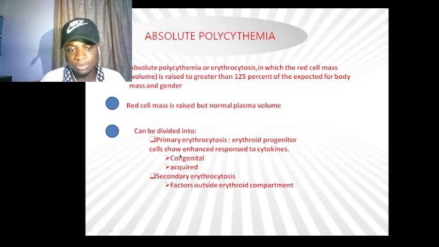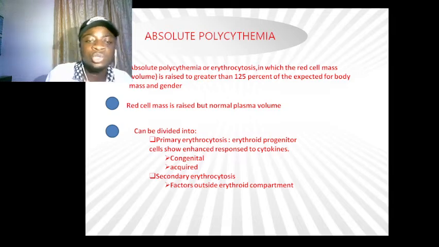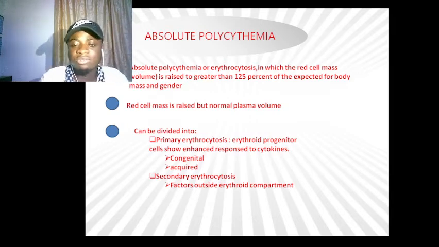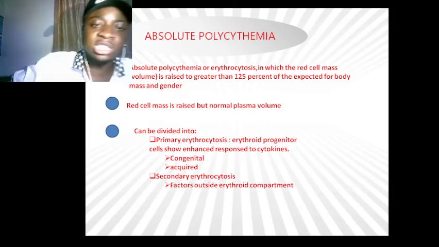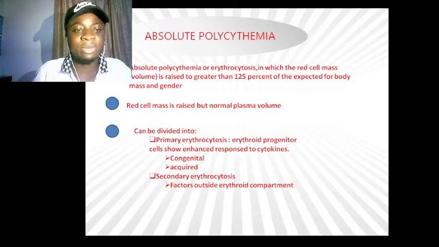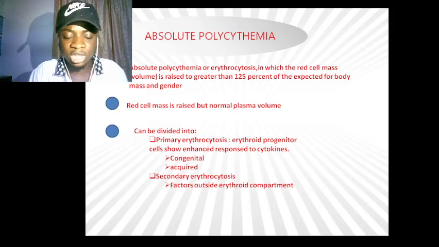Very, very important. Now we can also get a secondary erythrocytosis. In the secondary erythrocytosis, the factors are outside the erythroid compartment. It means that the factors causing the increased level of erythrocytes are not associated with the erythroid progenitor cells. Very, very important here. So folks, what I'm trying to say is that talking about absolute polycythemia, where there is increase in red cell mass but normal plasma volume, we can have them in two cases.